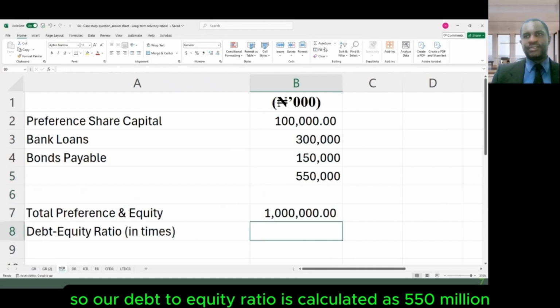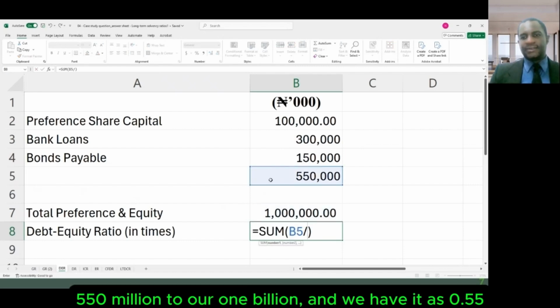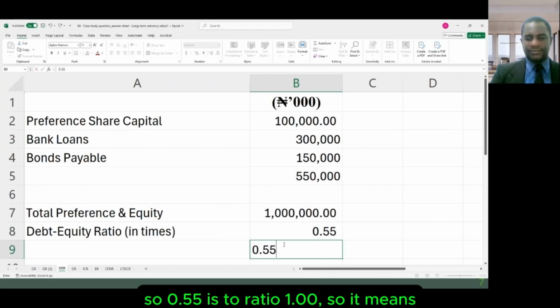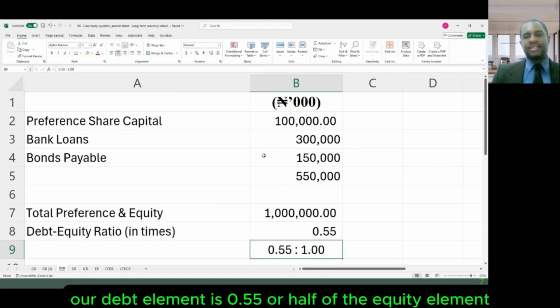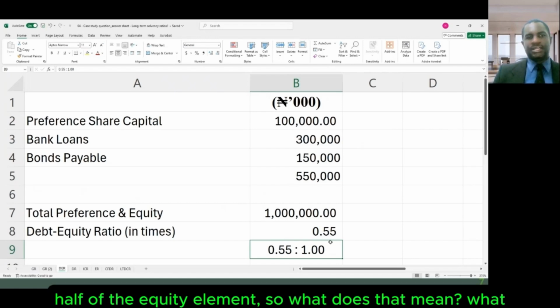So our debt to equity ratio is calculated as 550 million to our 1 billion. We have it as 0.55. So 0.55 is to ratio 1.00. So it means our debt element is 0.55 or half of the equity element. Half of the equity element.